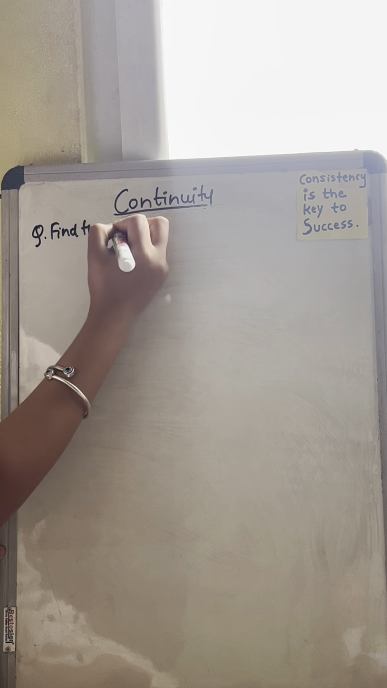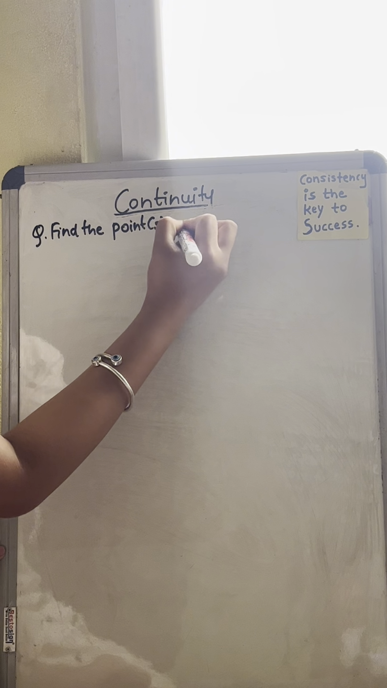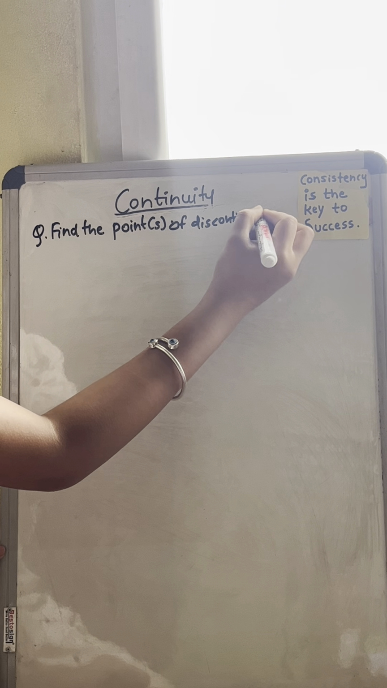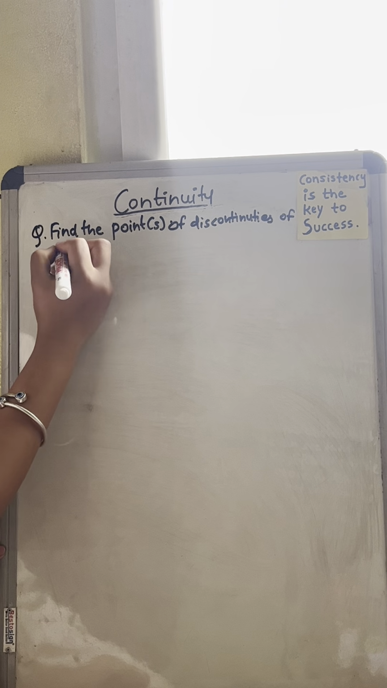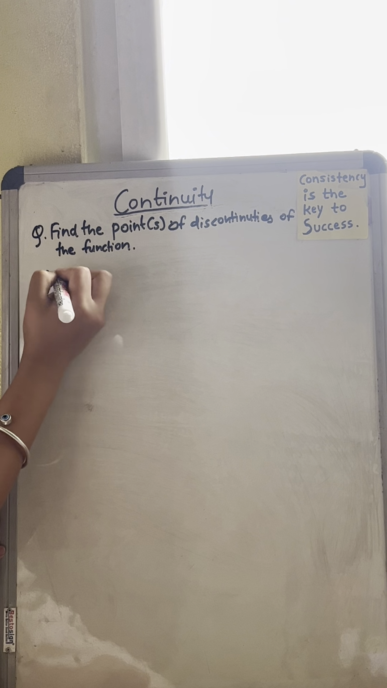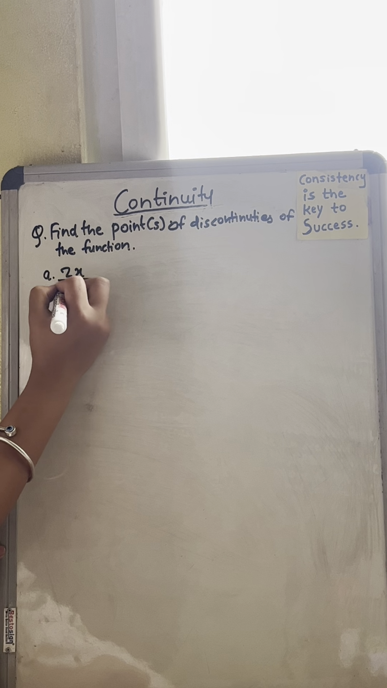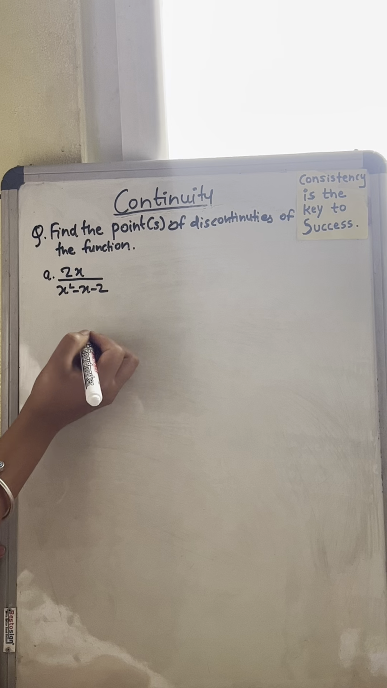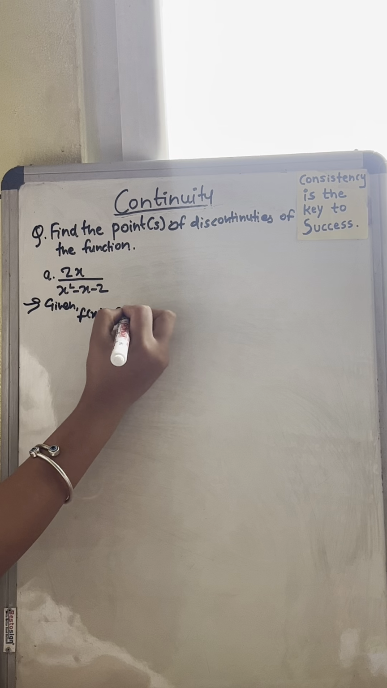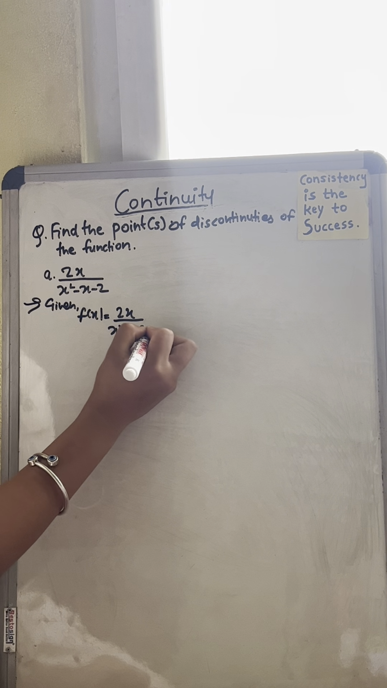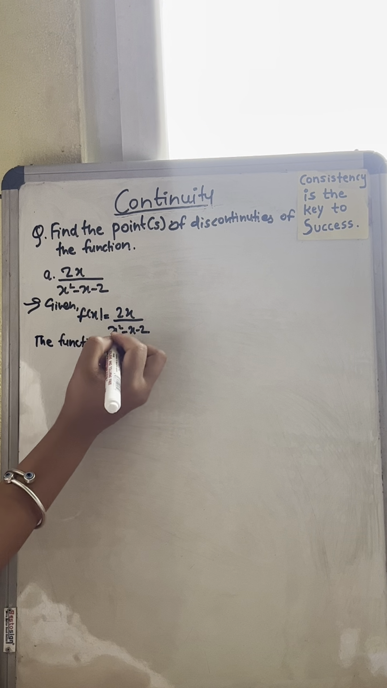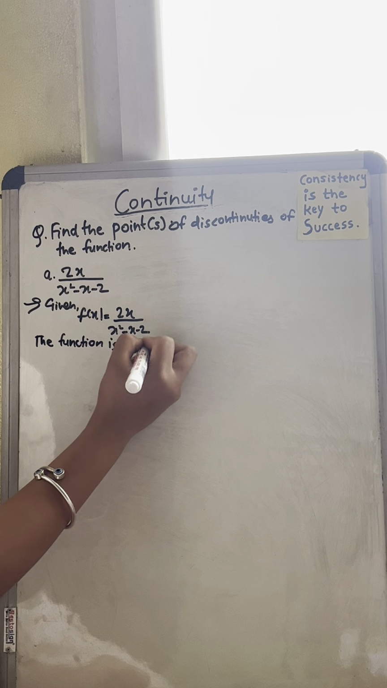Similarly, we have the next question to find the points of discontinuities of this function. The given question is 2x upon x square minus x minus 2. Given f of x is equal to 2x upon x square minus x minus 2. As we know, the function is discontinuous when denominator is equal to 0.